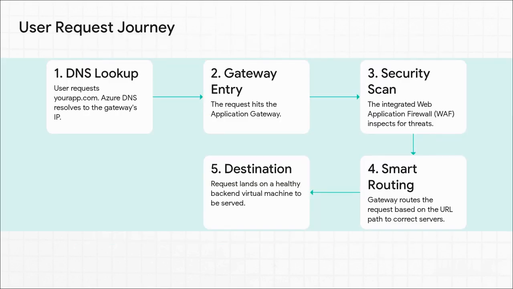So here's how it plays out. A user types in your domain name. Instantly, Azure DNS points them to your application gateway. But before anything else happens, that integrated web application firewall acts like a security guard and inspects the request for threats. If it's all good, the gateway reads the URL and intelligently routes it to the perfect backend server, which finally serves up the web page. It's just a beautiful, elegant flow.